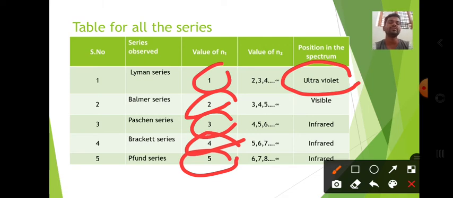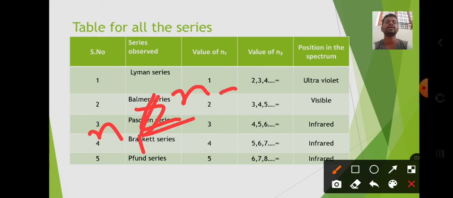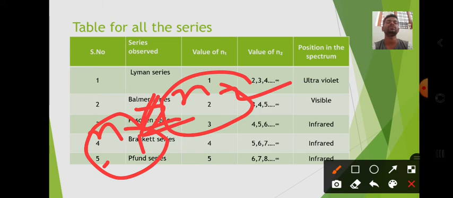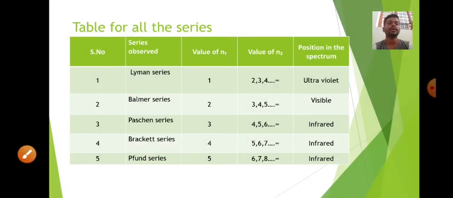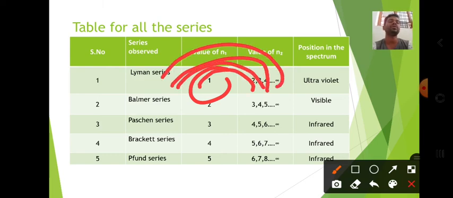And the n2 value is always greater than n1. Sorry, n1 is less than n2. So the n1 value is always less compared with n2, right? And suppose the Lyman series ending point is this one, then the electron jumping takes place from 2 to 1, 3 to 1, 4 to 1, and so on, infinity to 1.